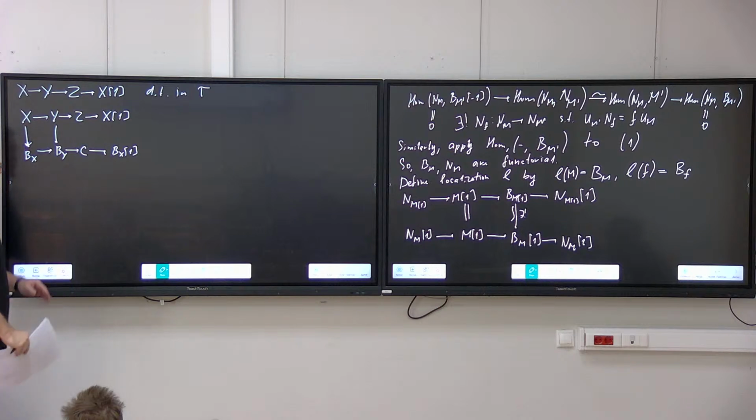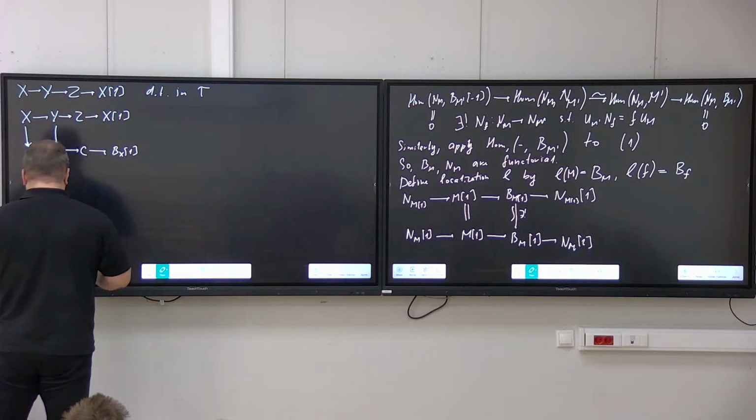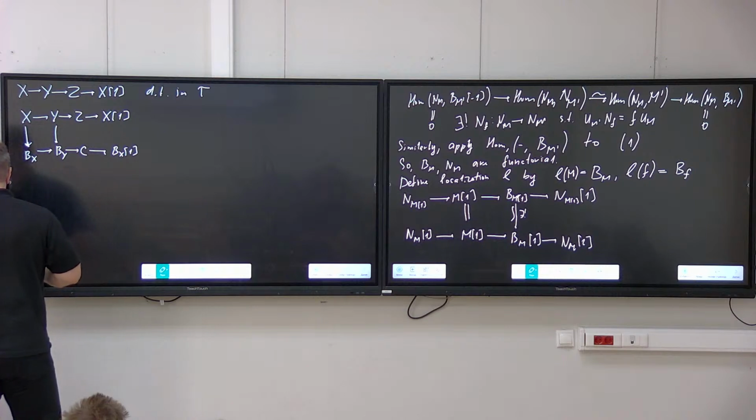So given a distinguished triangle, for X I construct an object, for Y I construct an object, so these are objects B_X and B_Y, and for a map from X to Y I have a map between B_X and B_Y. Then I complete this to a distinguished triangle and call the cone of the map from B_X to B_Y the object C.